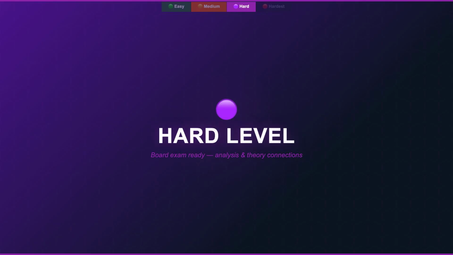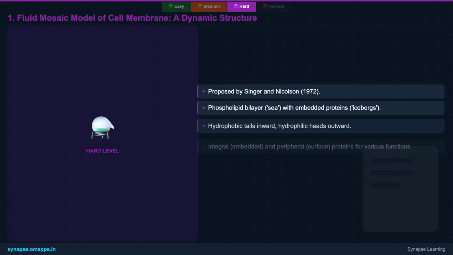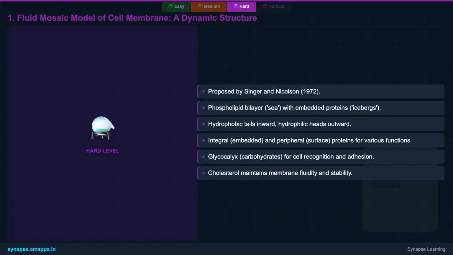Let's explore the more complex aspects of cell organization at the hard level. Prepare for deeper insights. The cell membrane's structure is best explained by the fluid mosaic model. Imagine a dynamic sea of phospholipids, constantly moving, with various proteins floating within it, much like icebergs.